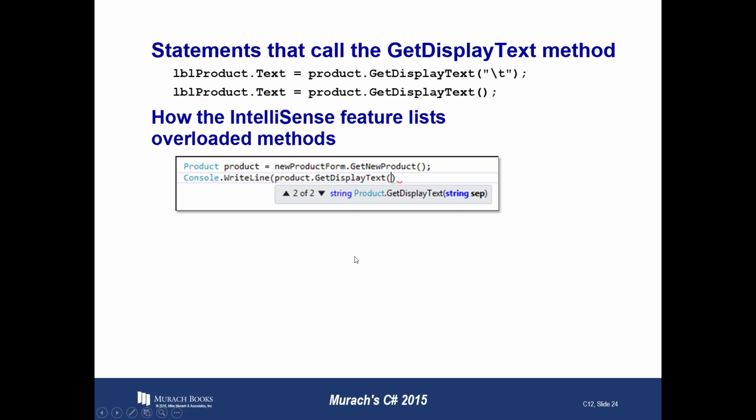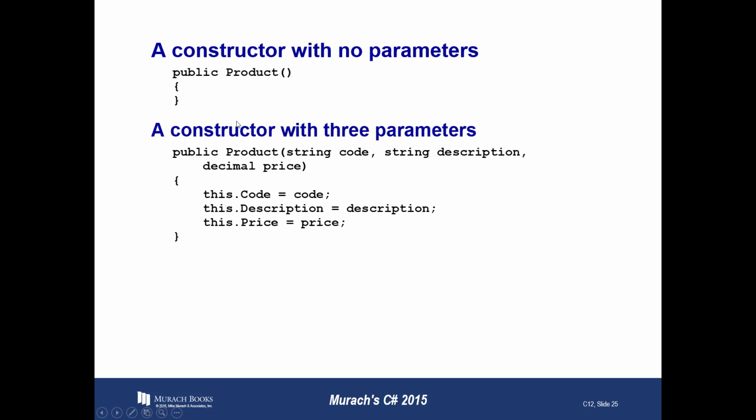All right. So here's an example of calling that getDisplayText. Okay. And with a \t, so you're going to have a tab between each field. Here you'll have nothing between each field. All right. Now, when you start to work with this stuff, the IntelliSense will kick in and should have some understanding of what it is you're trying to work with.